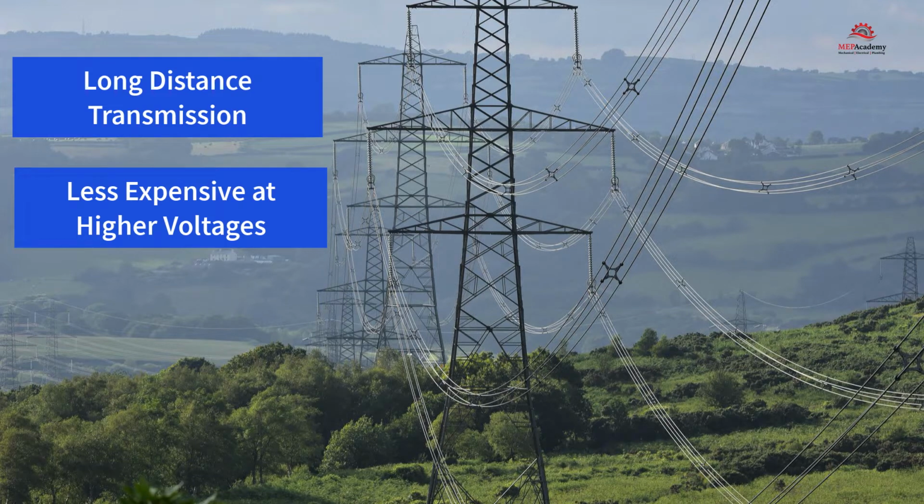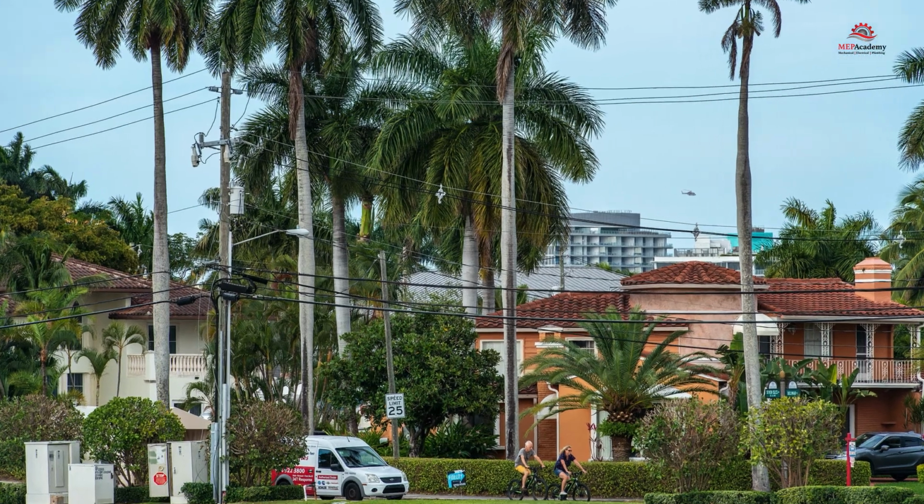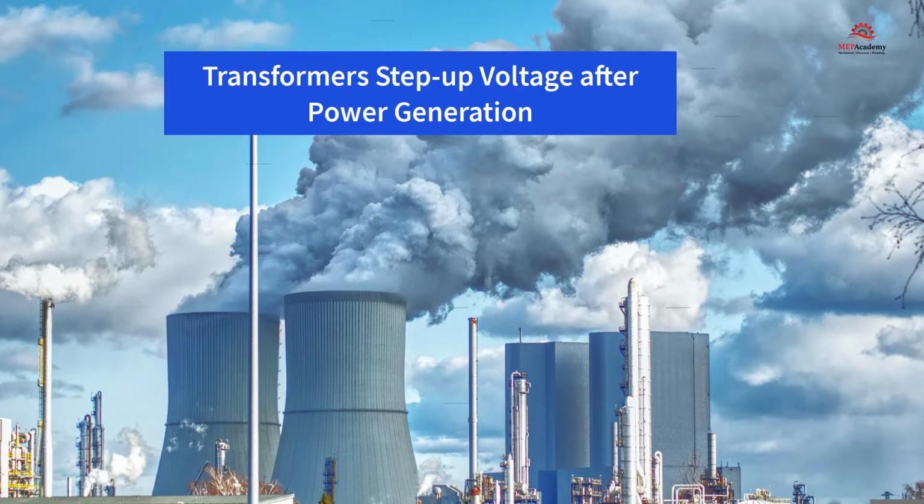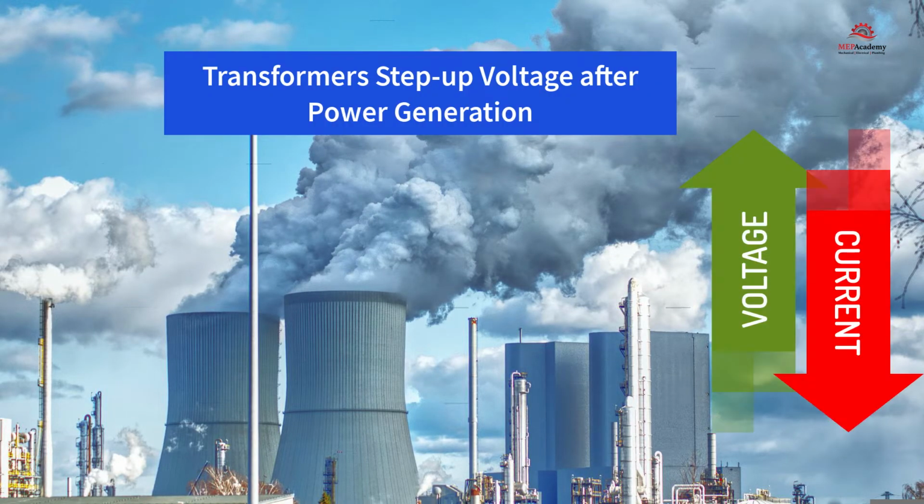When the electricity arrives at your home or business, the voltage is stepped down, decreased, through a transformer to a lower voltage. At the power plant, transformers increase, step up, the voltage, and then when needed for your home or office use, the voltage is reduced, stepped down, to a safer level.